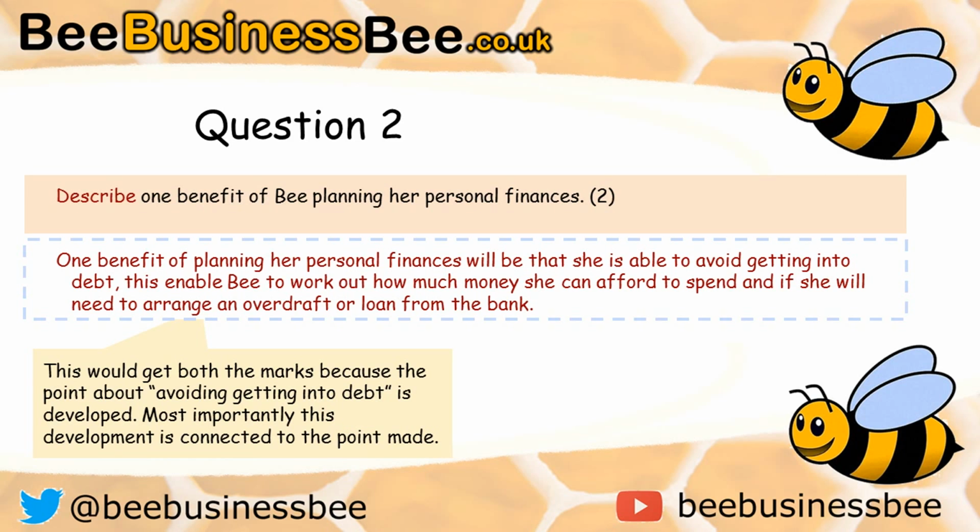If the question was 4 marks, you'd need to make 2 points. 6 marks, 3 points, and so on, if you saw that command word describe. But it's really important that you don't make 2 separate points, you make 1 point that's connected.